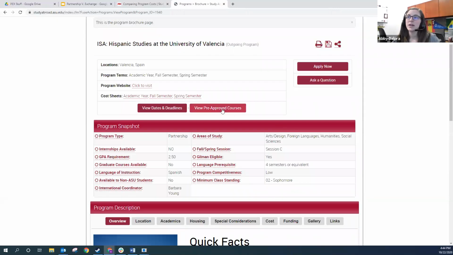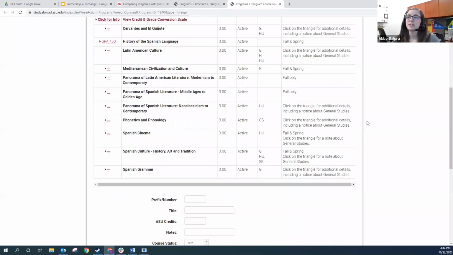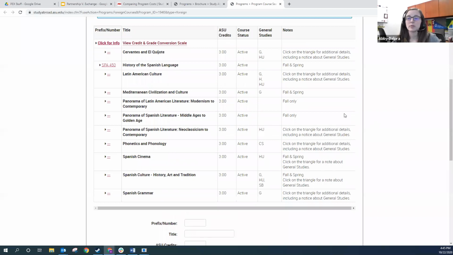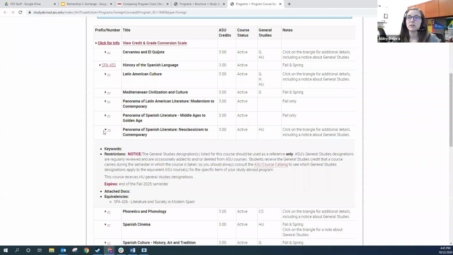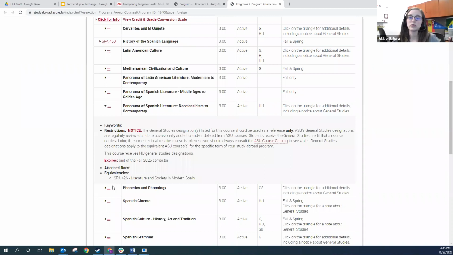So here we have what we call the pre-approved course list. And this is where you're going to see a listing of courses. This is a smaller program, so they don't have as many courses. And this program doesn't really offer language courses as much. But then you click on here to see how the course would transfer back to ASU.